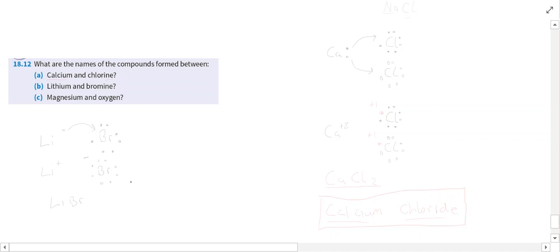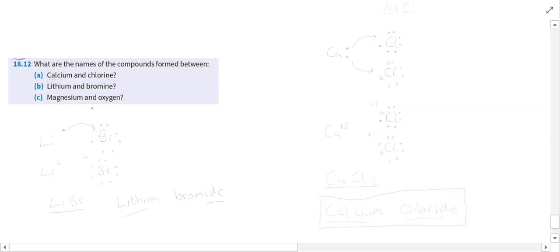And remember, this bond, when you have a positively charged ion and a negatively charged ion coming together, is what's known as an ionic bond. So how do we name this? Again, we use the metal part first, so it's lithium. And then we use the non-metal part and we just put IDE at the end. So it's going to be lithium bromide. Lithium bromide. So that's how we name that one.